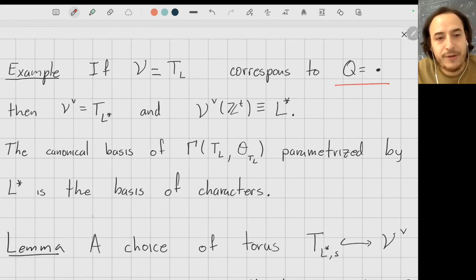So somehow the idea of Fock and Goncharov is that these cluster varieties are obtained by gluing algebraic tori. So somehow this character basis on each torus should extend to a global basis on all of my cluster variety.